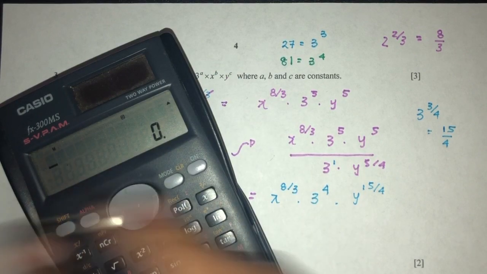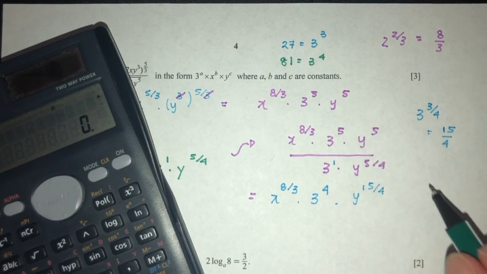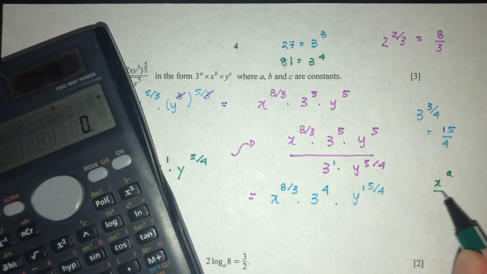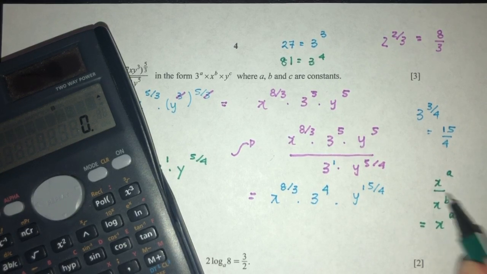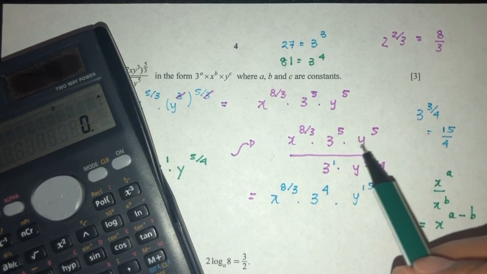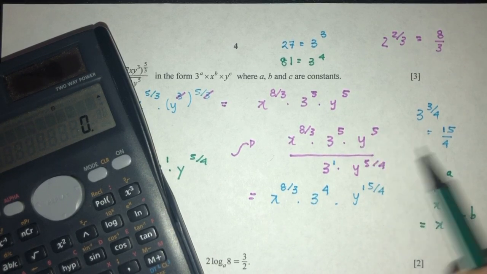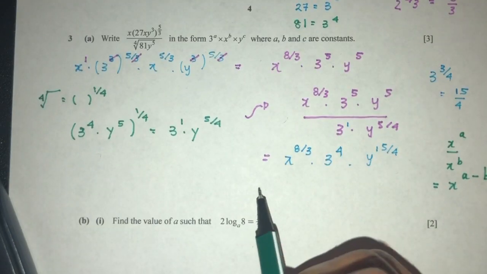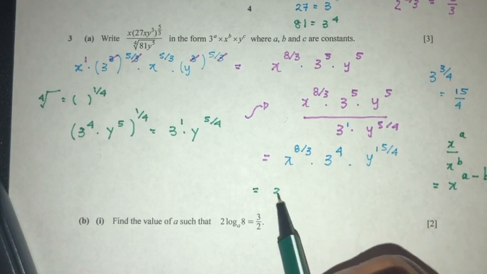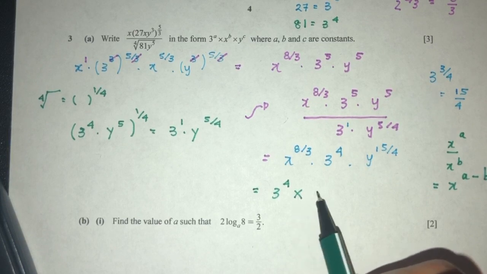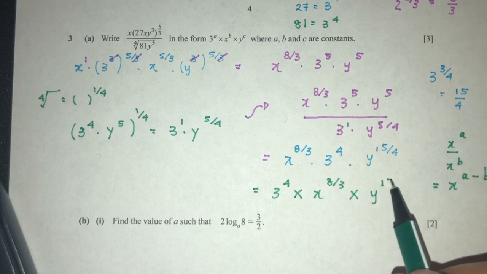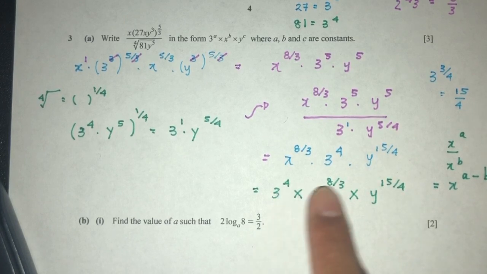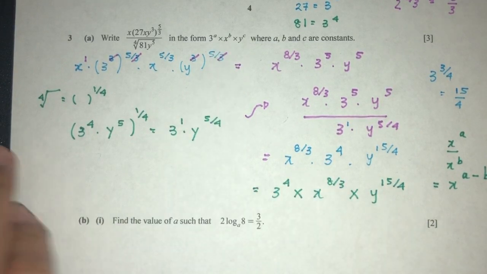So the main idea here is that for the laws of indices, when you have x power a over x power b, we can combine these two together. That will be x power a minus b, because we divide. Same idea for y power 5, divide will be minus. So finally, your answer will be 3 power 4 times x 8 over 3 times y 15 over 4. And these are the values of a, b, and c as shown in the question.